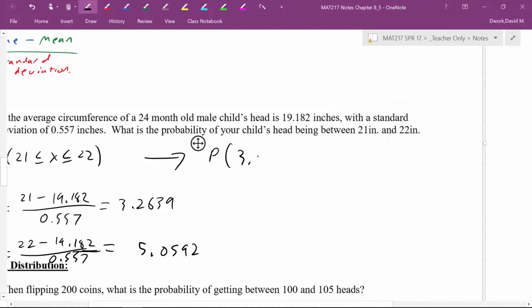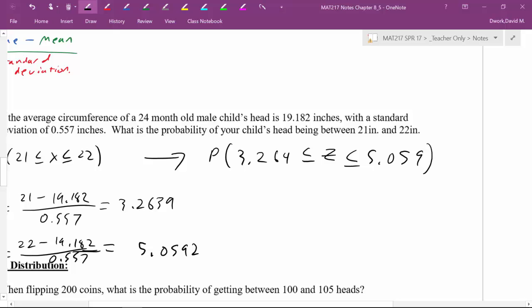Okay, so what that means is we are going to see what's the likelihood that your child's head, if they're 24 months old and it's a boy, falls somewhere between, let's just round here, 3.264 standard deviations and 5.059. Let's keep it consistent, we had 3 decimal places, so we have 3 decimal places.